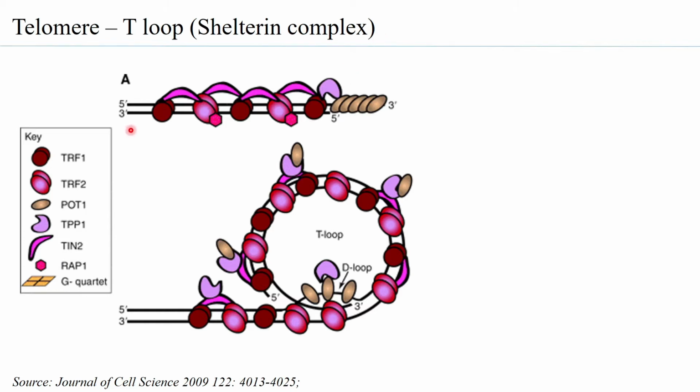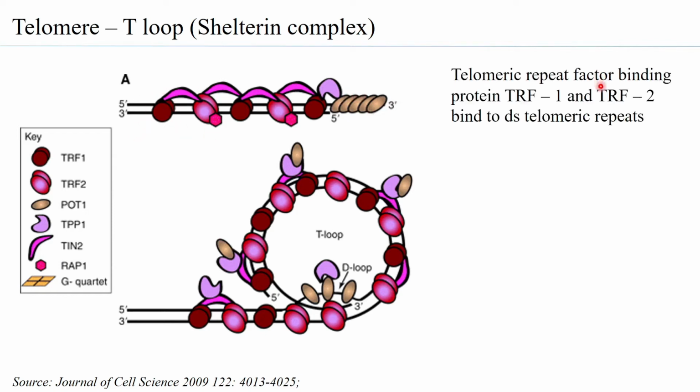Now, interestingly, what you can observe is that the telomeric region only at the ends has the overhangs, otherwise it is a double-stranded DNA. So, the telomeric repeat binding factors TRF1 and TRF2 specifically come and bind to the double-stranded telomeric repeats. So, TRF1 and TRF2 cannot bind to the single-stranded overhang, but only bind to the double-strand region of the telomere.